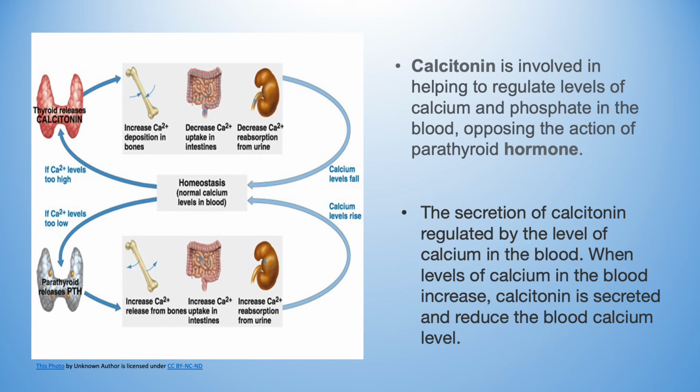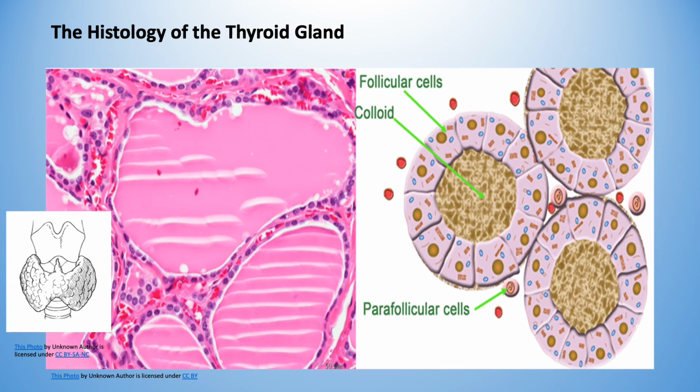Also, calcitonin has an effect on the kidneys and reduces the reabsorption of calcium. That means you will excrete more calcium in your urine than normal. If the high calcitonin level continues longer, the patient has a risk of developing kidney stones.